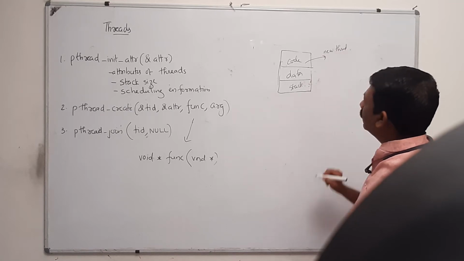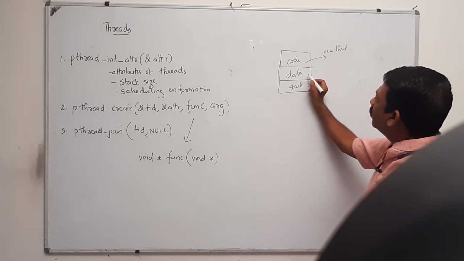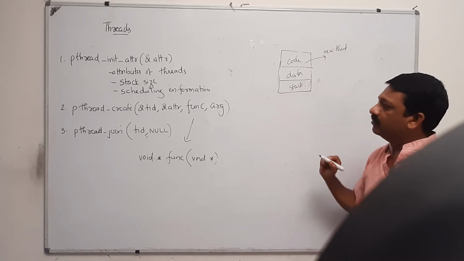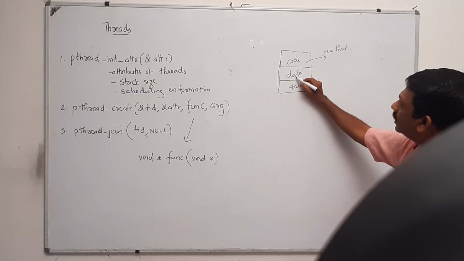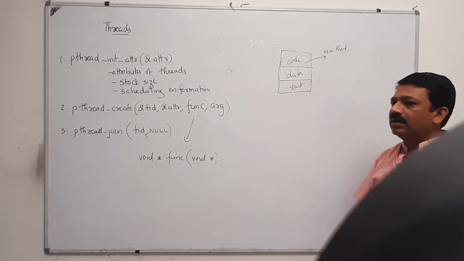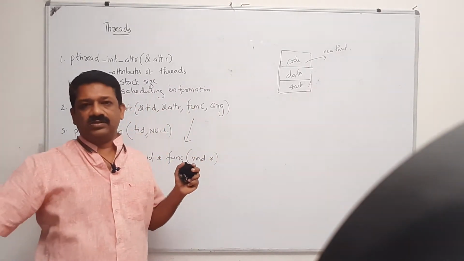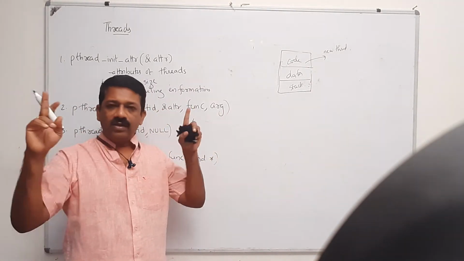When a thread is created, what will happen? Only the data differs. Code is the same and stack is also the same. That means here data is different. For example, in a browsing window you can have different tabs.